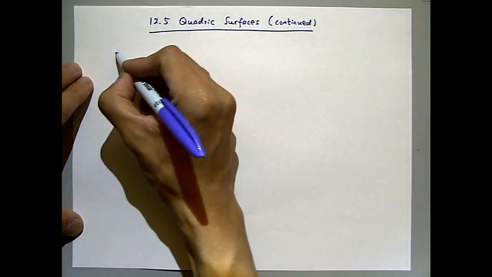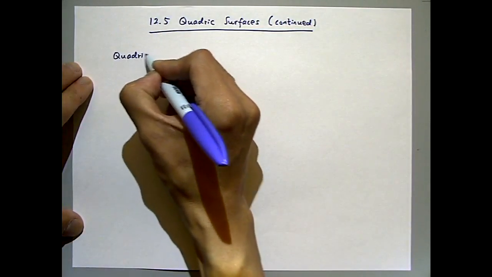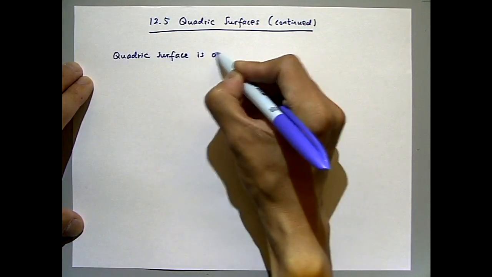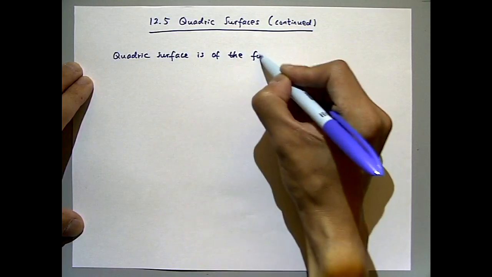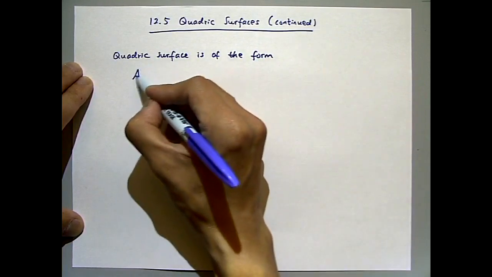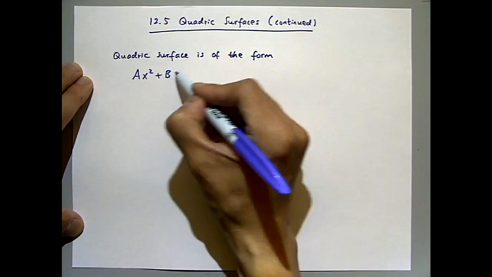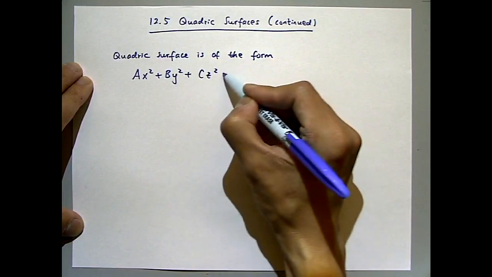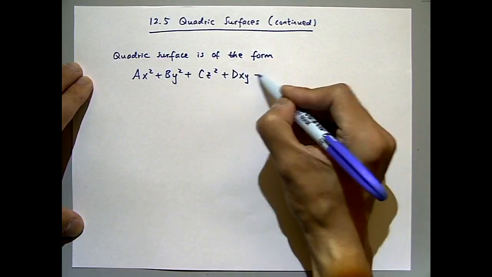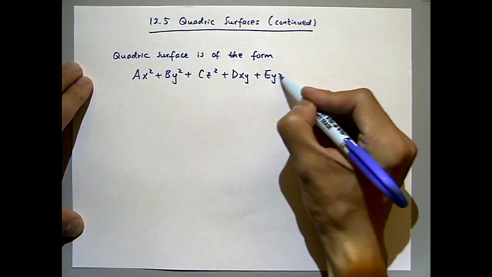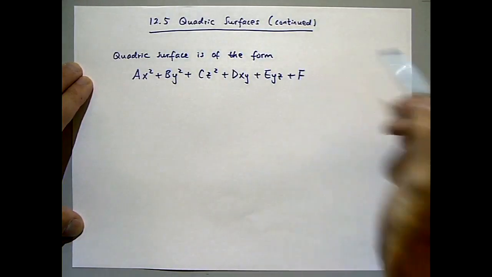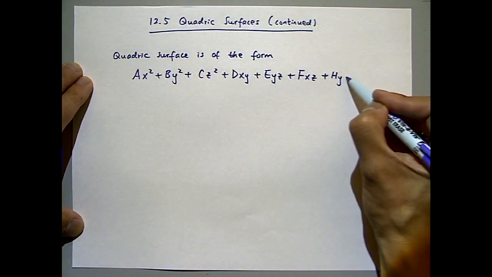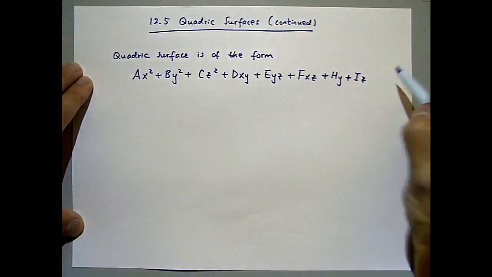First of all, a quadric surface in general is of the form Ax squared plus By squared plus Cz squared plus Dxy. And you get the idea after seeing a few of these terms. This is the most general case.